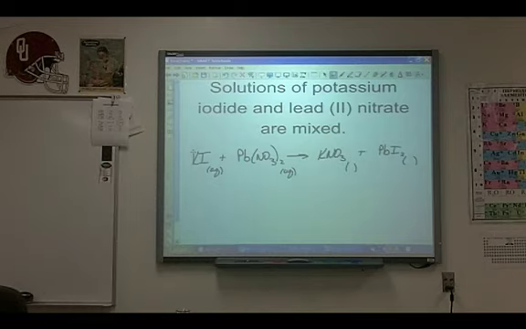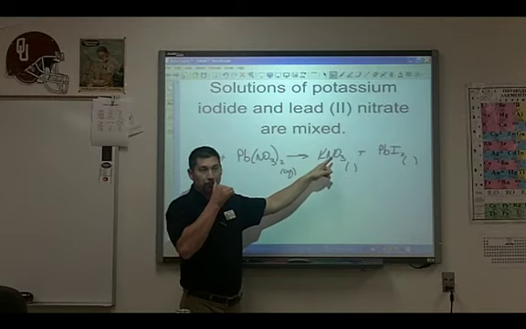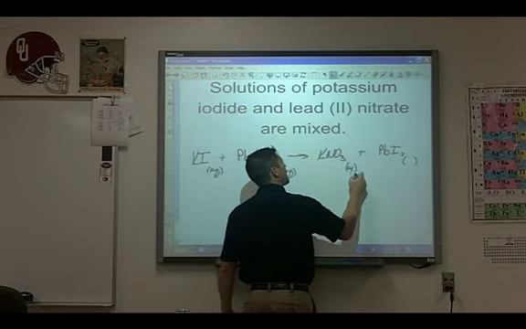Let's get this straight. Alkali metals. You see these guys? Any one of these: soluble, soluble, soluble. No exceptions, right? Class, what does the second rule say? NO3, soluble. So this is aqueous.